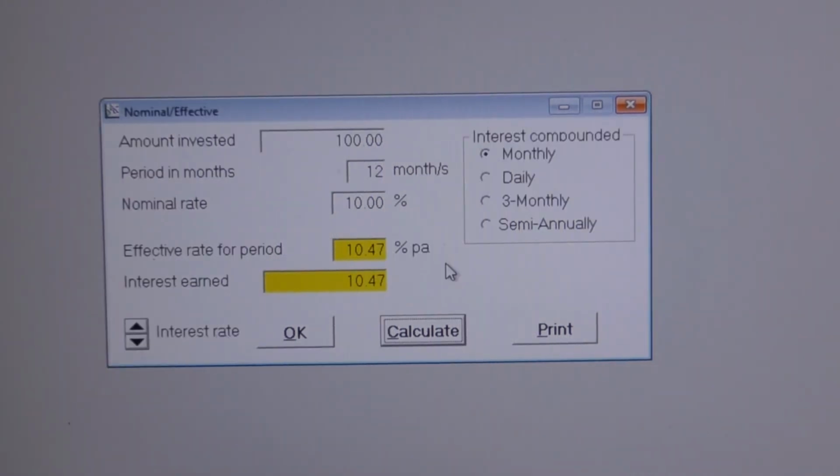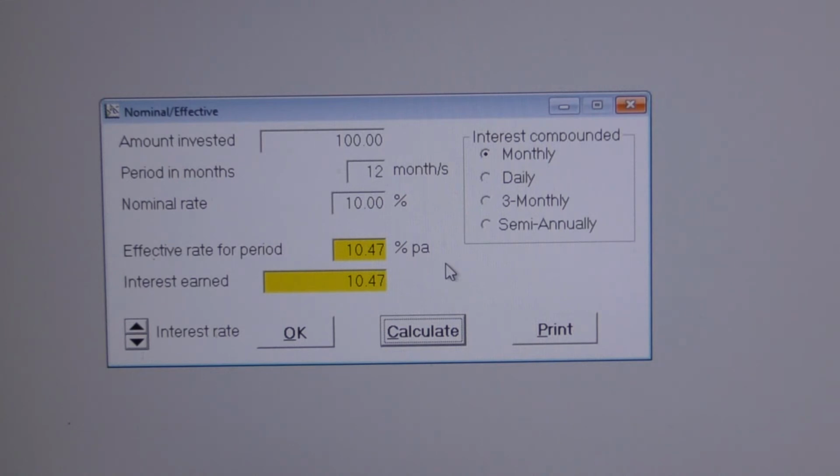The second calculator converts a nominal rate to an effective rate. The rate can be compounded over different periods. If we enter 100 Rand at 10% compounded monthly for 12 months, we can see the effective rate is 10.4%.